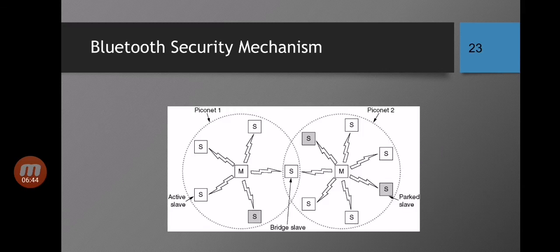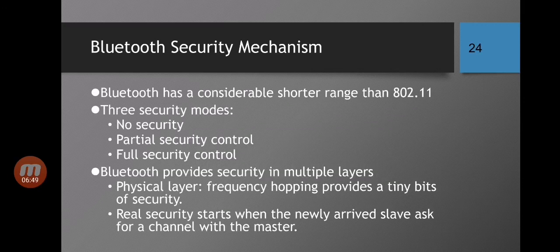Bluetooth also has a security mechanism. Bluetooth actually has a shorter range than the wireless LAN, and implements three security modes, which is no security, partial security control, or full security control. So Bluetooth provides security in multiple levels. It can be implemented.